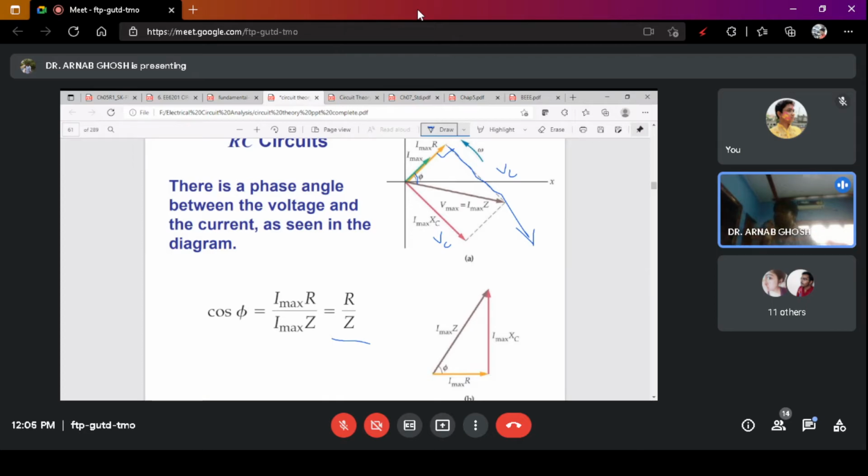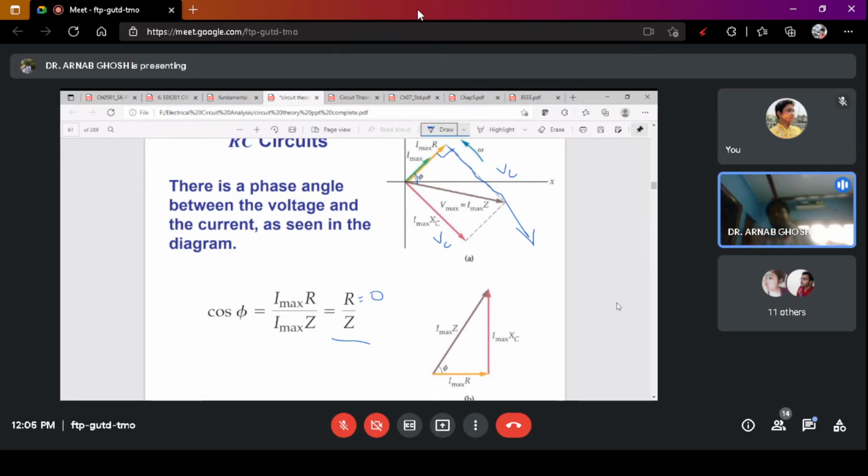When it's a purely capacitive circuit, then R is equal to 0. So if this becomes equal to 0, then your cos phi will become equal to 0. That is, phi will be equal to 90 degrees. So that is why the phase angle between the voltage and the current in a purely capacitive circuit is 90 degrees and the power factor is equal to 0. Is this clear? So that is why the power factor of a purely resistive circuit is 1, and the power factor of a purely capacitive circuit is 0.